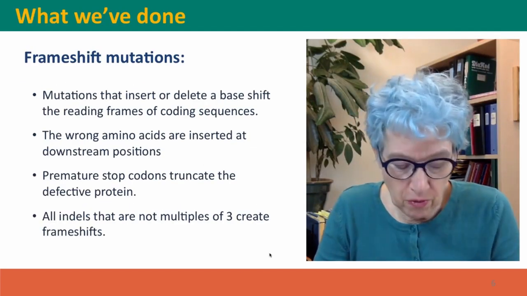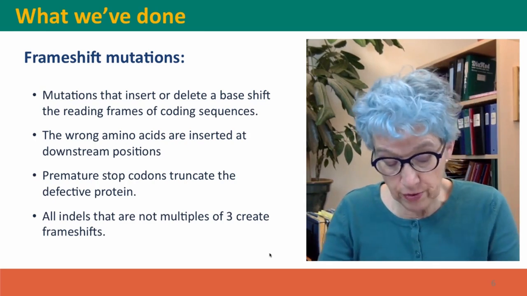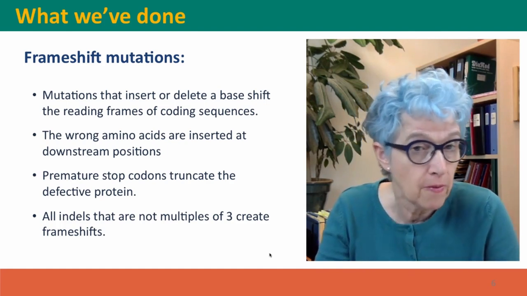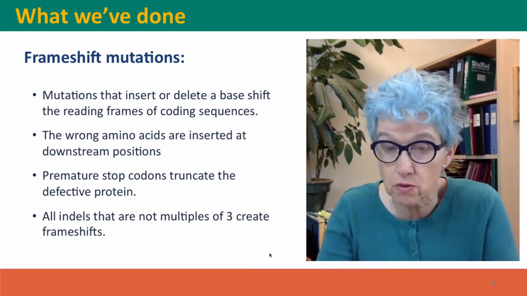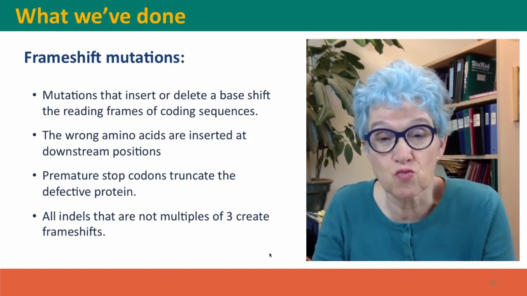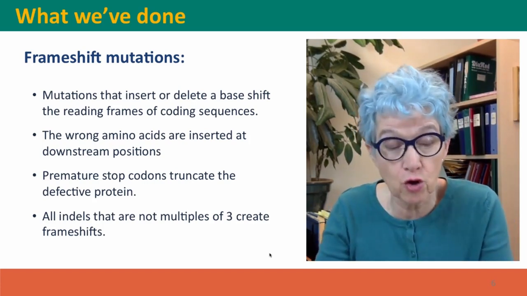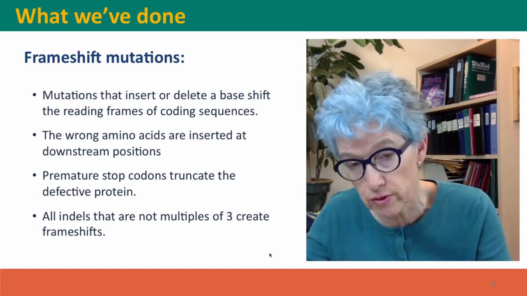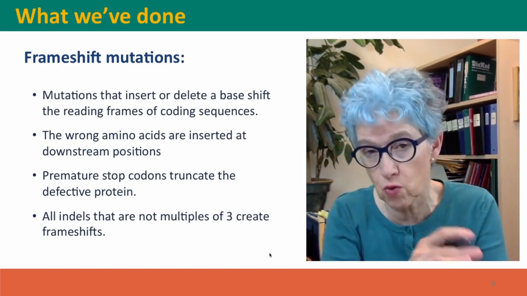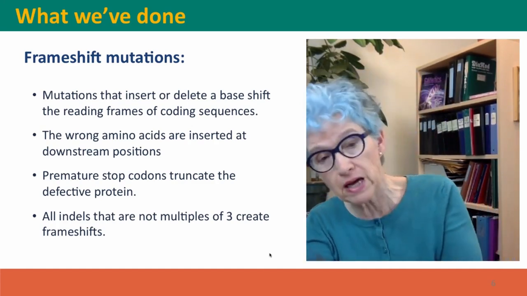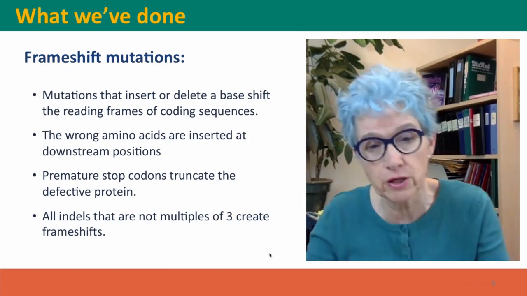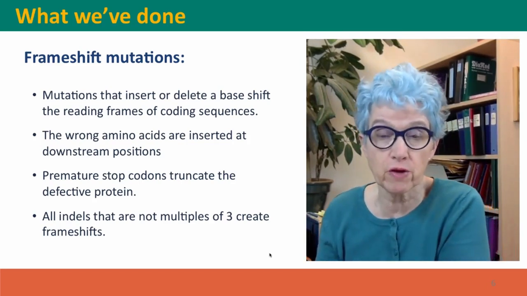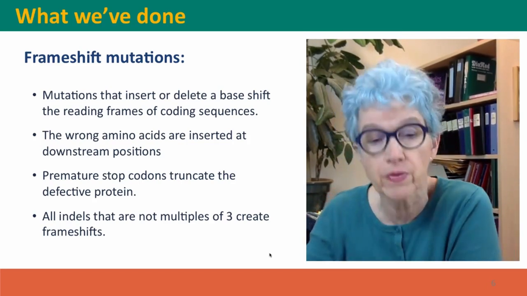So what we've done is pretty simple. We've thought about one thing, frameshift mutations, how mutations that insert or delete a base will shift the reading frame of coding sequences. This causes the wrong amino acids to be inserted not just at the site of the frameshift, but at all the positions downstream from there, all of the positions that the ribosome moves through past the frameshift mutation.